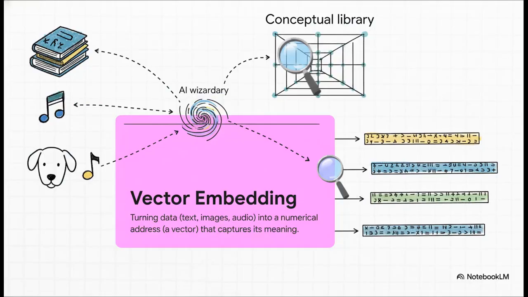Okay, so how in the world does this library actually get organized? Well, the secret sauce is something called vector embedding. Basically, an AI is trained on a massive amount of human knowledge, and it learns the relationships between, well, everything. It can then take any piece of data, a sentence, a photo of your dog, a song, and turn it into a long string of numbers. That list of numbers is called a vector, and it's like a super specific GPS coordinate in our conceptual library that pinpoints the item's true meaning.